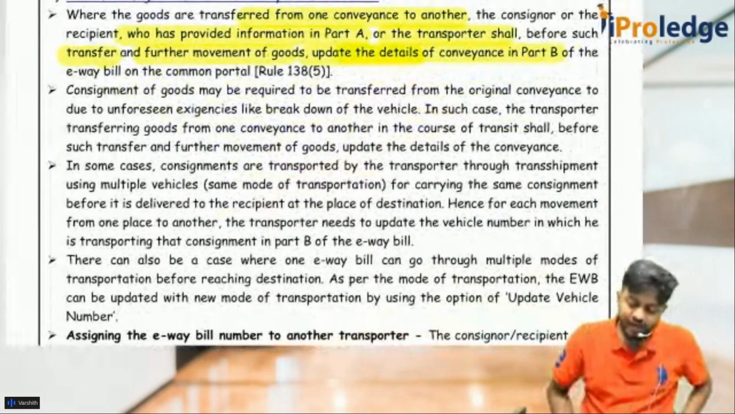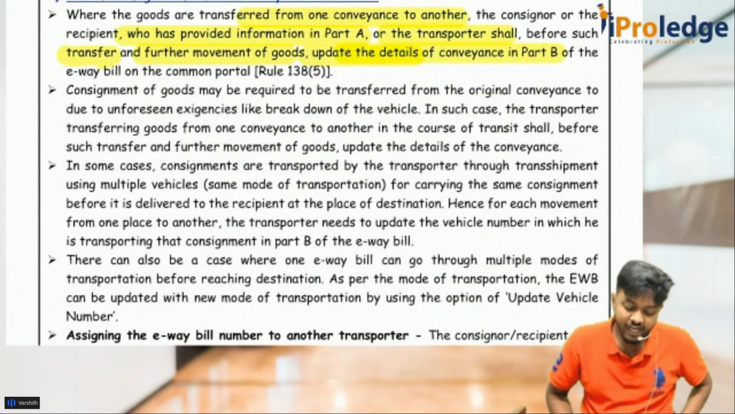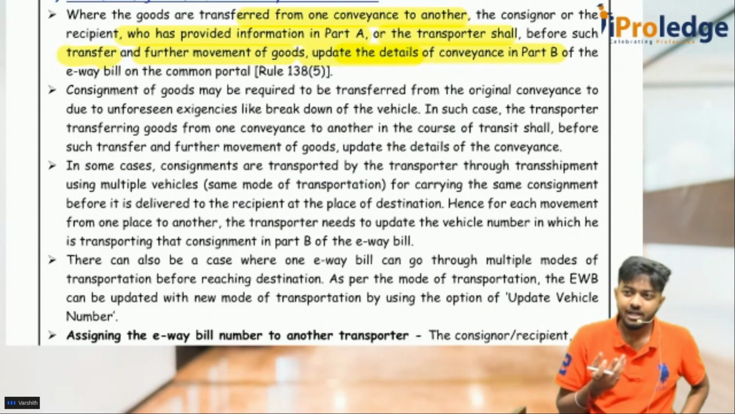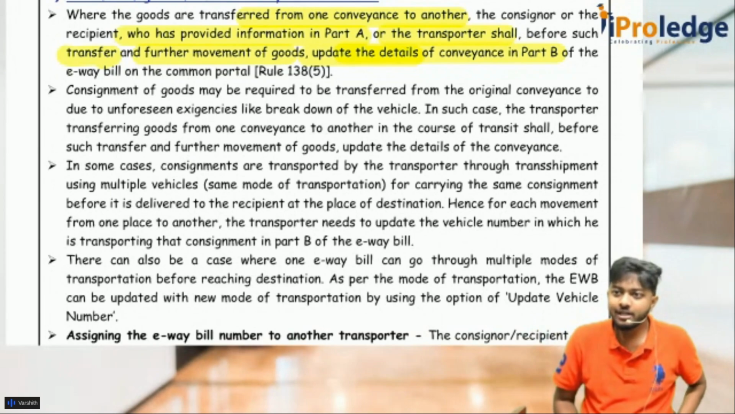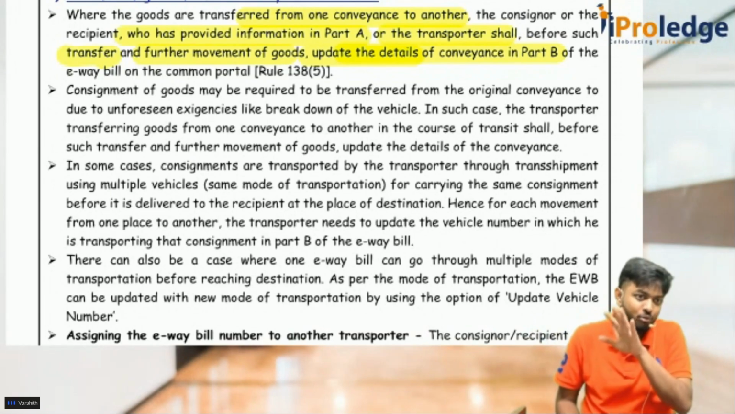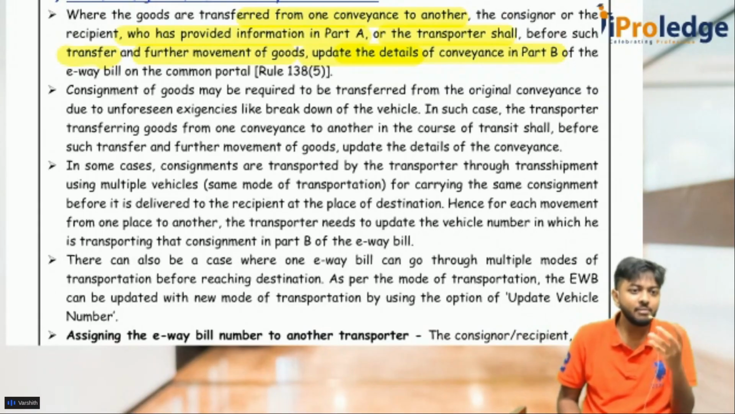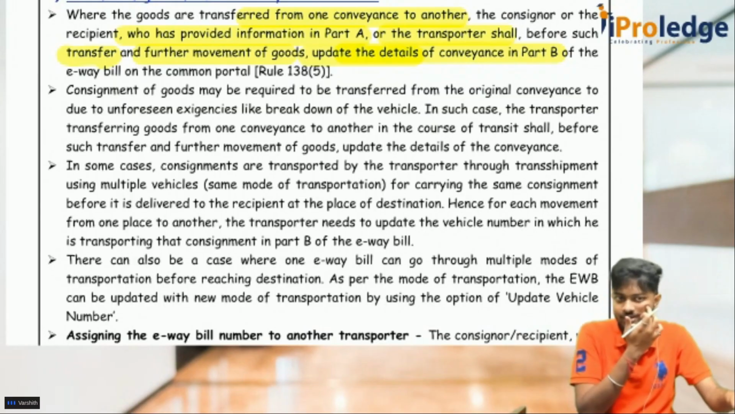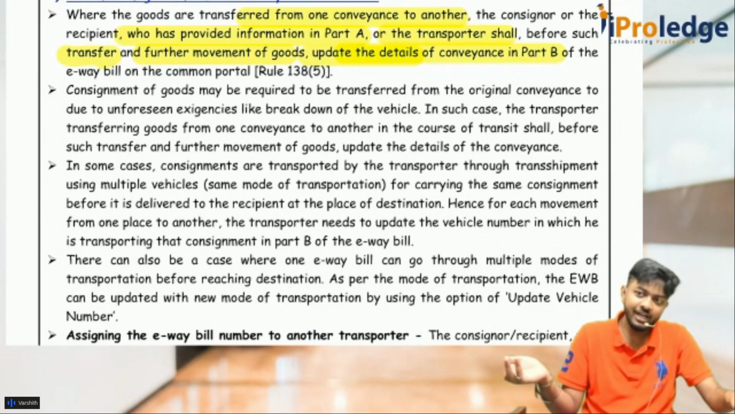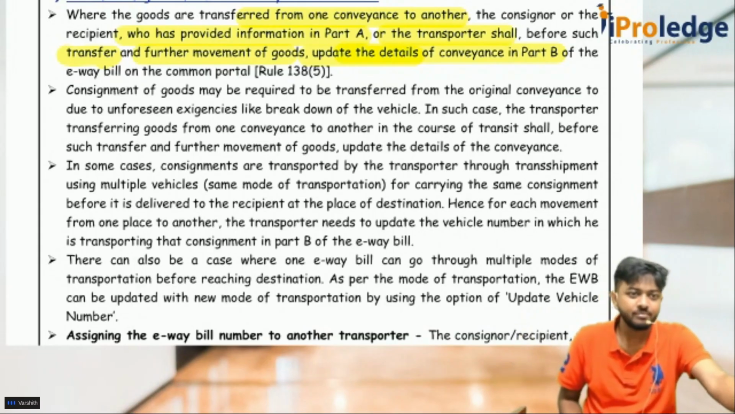Consignment of goods may be required to be transferred from the original conveyance due to unforeseen exigencies like breakdown. In such case, the transporter transferring the goods from one conveyance to another in the course of transfer shall, before such transfer and further movement of goods, update part B. Guys, same thing. What is one more reason why goods will be shifted from one conveyance to another? Suppose the current lorry which is going to Mumbai got a breakdown, an accident happened, and we are not able to transport the goods. Then what will we do? Shift it to another conveyance. Then who is supposed to update part B? Transporter. Same thing they have told.